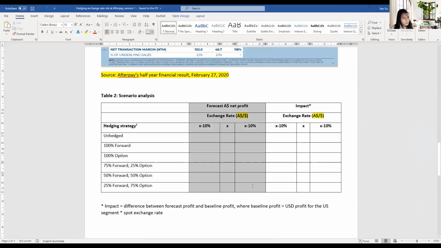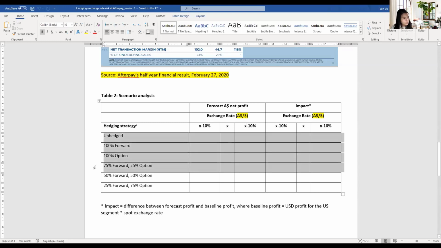Previously, this is what you would see: a forecast Australian dollar net profit unhedged, and then the forecast Australian net profit hedged. I have changed this a little bit. In table 2, in the first 3 columns, you're going to be providing the forecast Australian net profit at different levels of exchange rate. If I call X my forecast exchange rate for the March 2021 maturity, then I'm going to have a down scenario where X is 10% less and an upside scenario where X is 10% more.